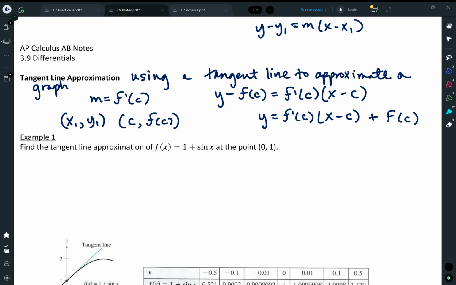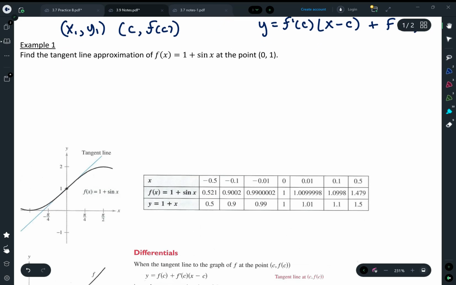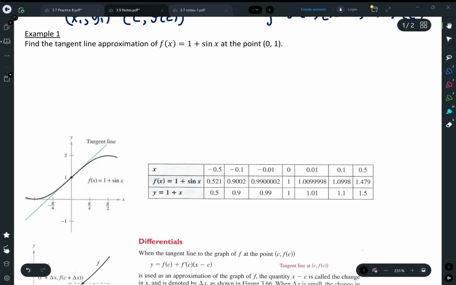Okay, so we're going to first do a little tangent line approximation for this function at this point. So we know first thing we always have to do is find our slope. Our slope is going to be our derivative, and we want to find that at the point. So first step is taking the derivative. So let's go ahead and find f prime of c. We have to take our derivative of this function.